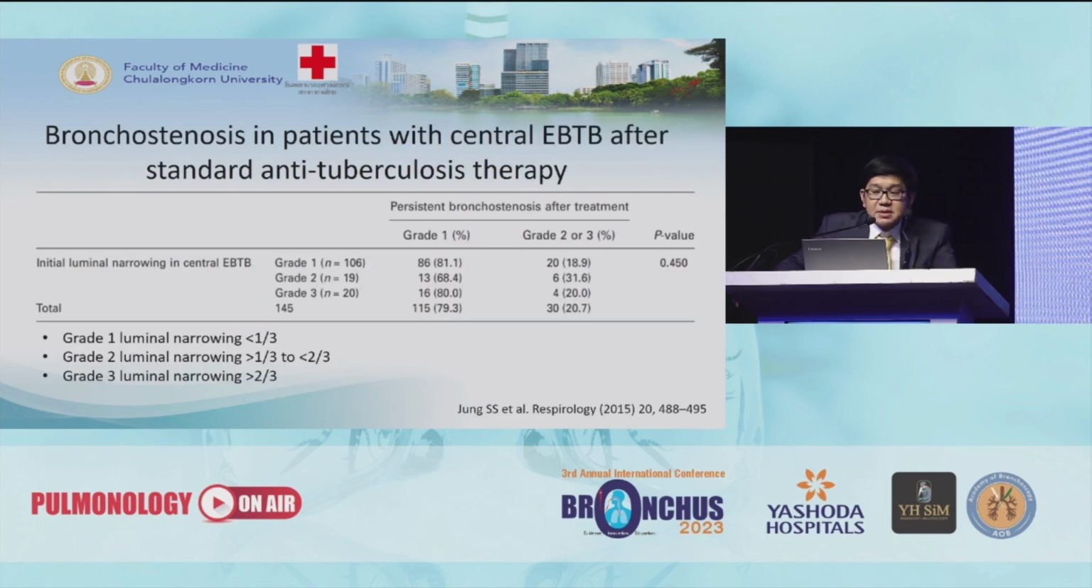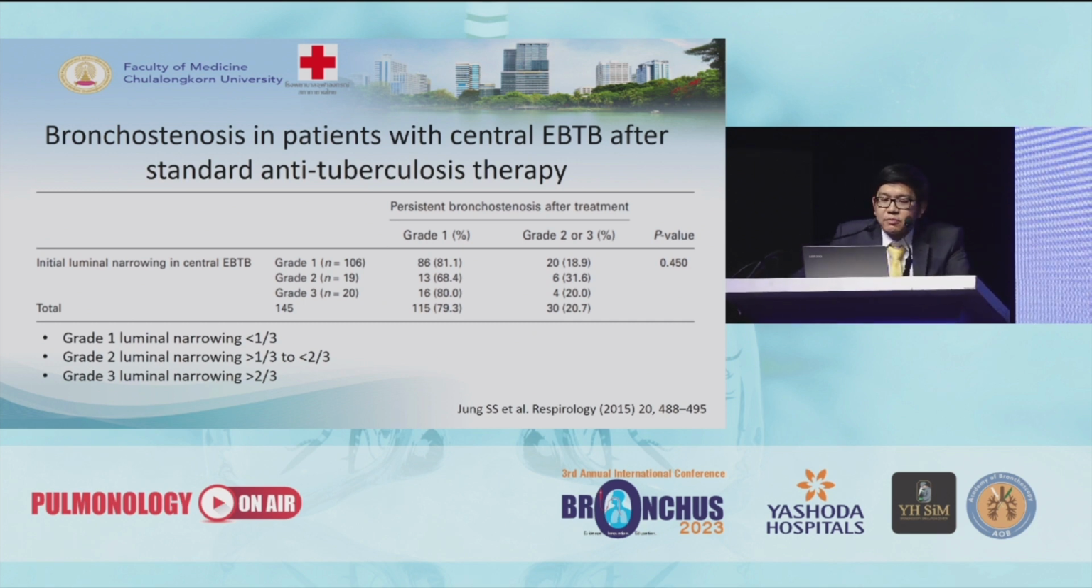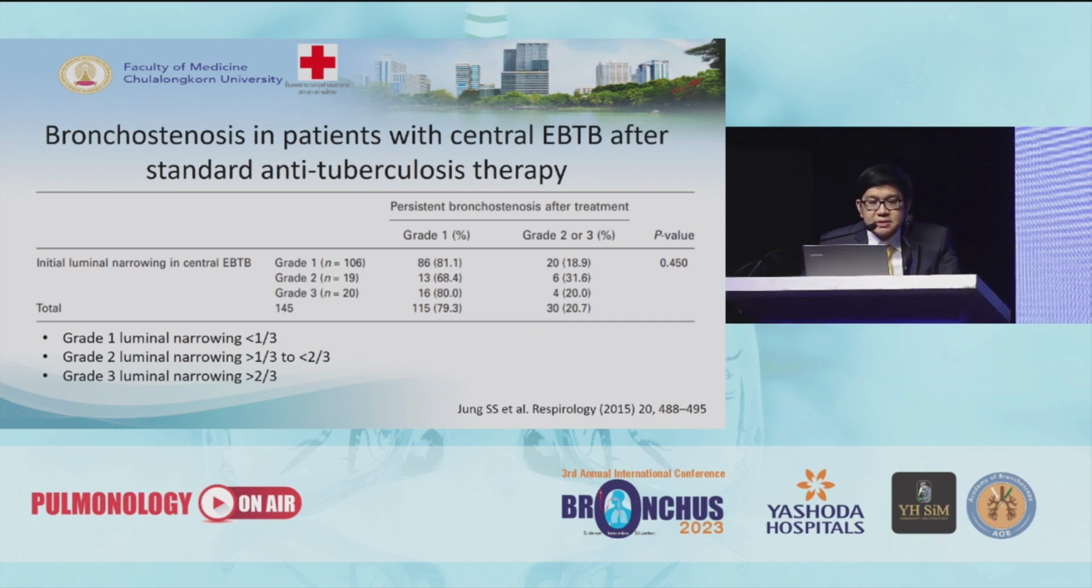Anti-tuberculosis treatment alone is also effective in terms of reducing the bronchial stenosis. In this study from almost 20 years ago, after the treatment with anti-tuberculosis drugs, the patients who had grade 2 or grade 3 luminal narrowing remained stable or reduced to grade 1 in around 60 to 80%. But note that among the patients who had grade 1 or mild bronchostenosis, after the treatment, around 19% increased to grade 2 or grade 3 disease.